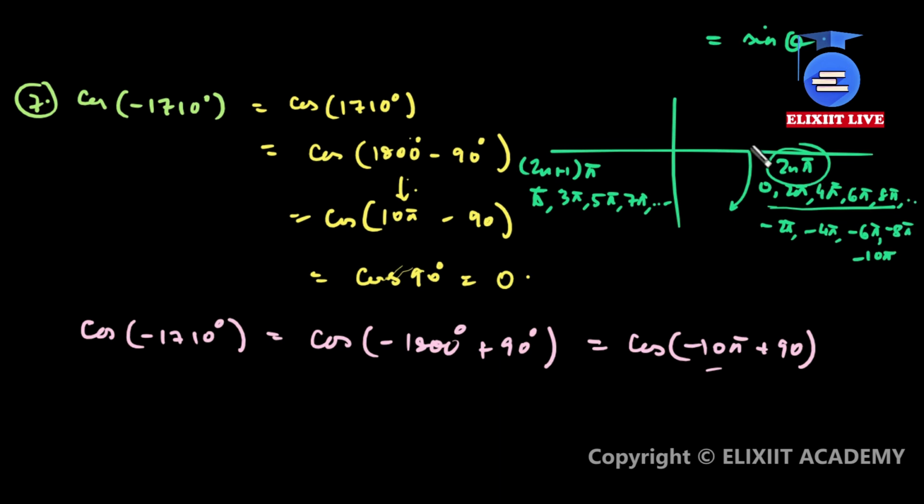So minus 10 pi will very well come over here, and minus 10 pi plus 90 goes to which quadrant? First quadrant, where everything is positive. So this is simply cos 90, and cos 90 is 0. Same thing. Clear? But whenever cos minus theta is given, it's generally better to not keep the minus sign. Just remove the minus sign, convert this to theta, and work out.